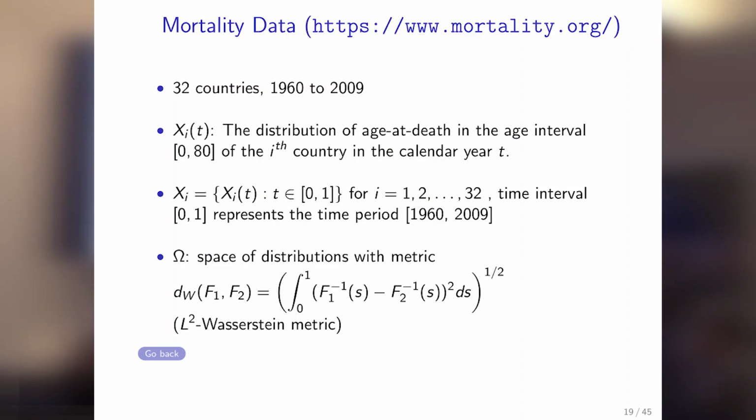We have 32 countries from 1960 to 2009. This is, again, public data. Xi of t will now be a process which is distribution valued. So at each time, which is calendar year, I have a distribution of age at death for these countries in the years 1960 to 2009. So we have exactly the situation I was describing. We use here the Wasserstein metric, which I also already introduced before, because these are random measures, right?